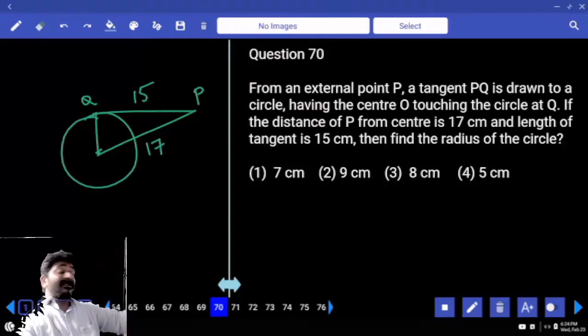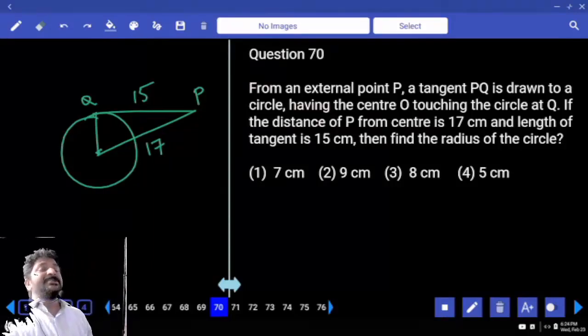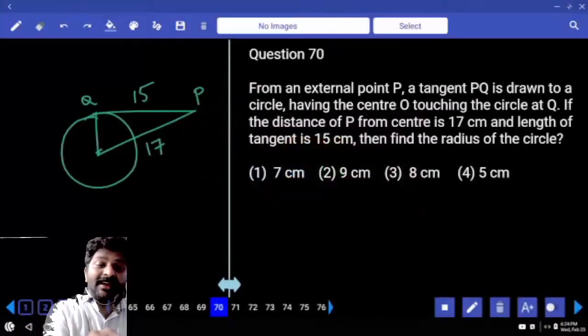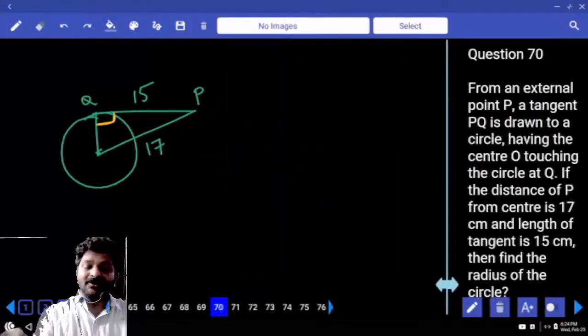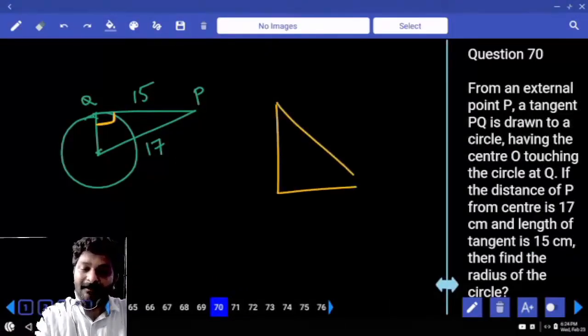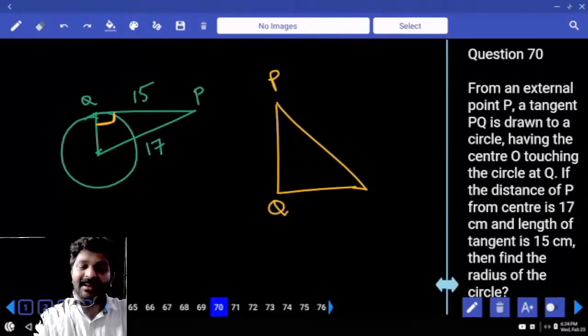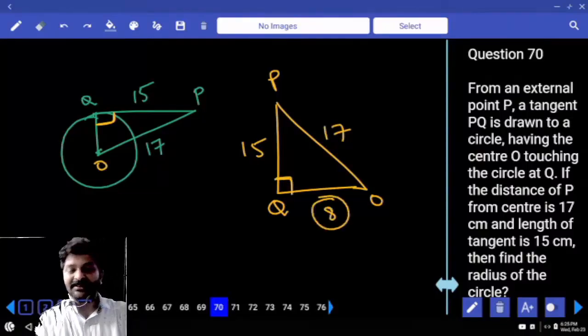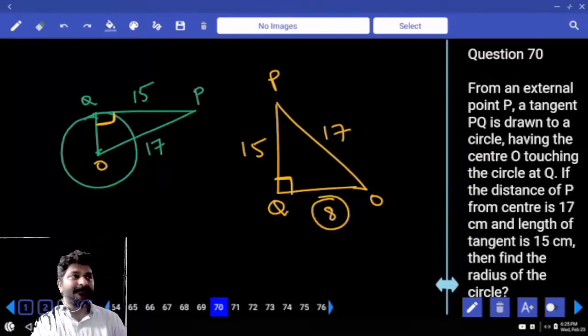Already, in previous questions, we discussed that the tangent to the radius makes an angle, and here the angle is 90 degrees only. So, I am taking that particular triangle here. Here it is P. At Q it is making a 90 degrees angle and this is center O. PQ is 15, PO is 17. It should satisfy a Pythagoras triplet, correct? Then the base value must be 8, and QO is the radius.